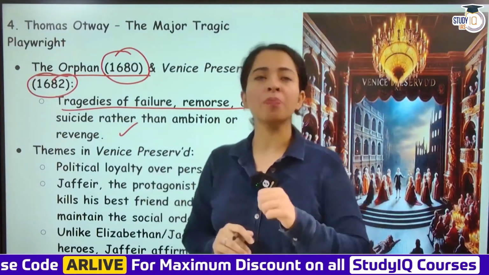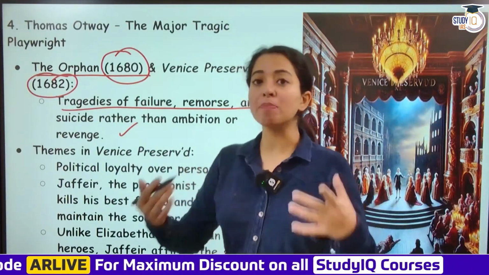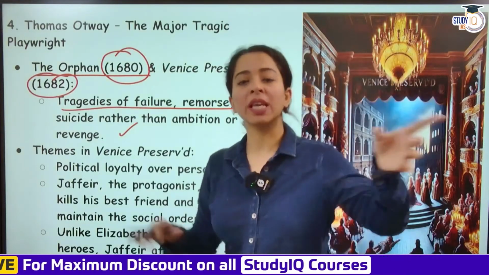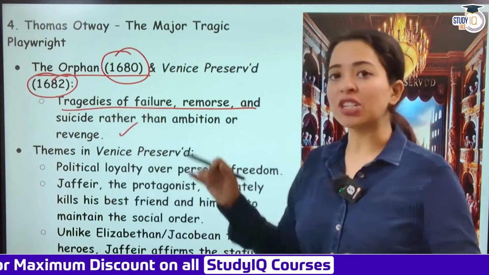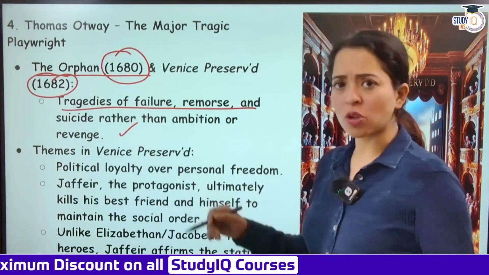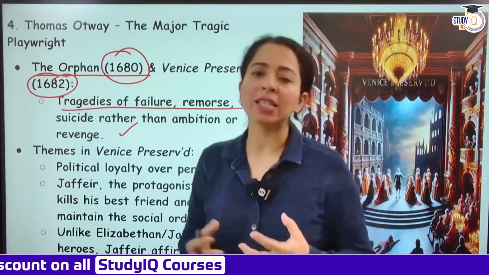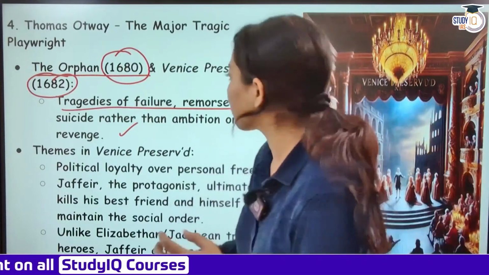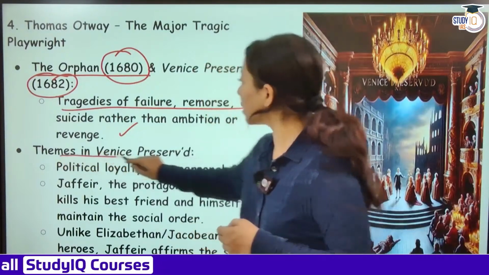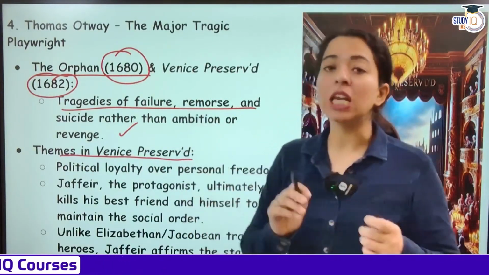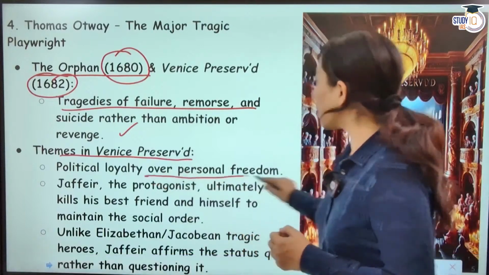So tragic endings born of ambition, revenge, power, authority, money, all of these happened in Shakespeare's time. Here, as I told you, it's tragedies of failure or remorse or something else that is less powerful as compared to those tragedies that were happening earlier. Themes in Venice Preserved. So what was the theme of Thomas Otway's play Venice Preserved? Political loyalty over personal freedom.